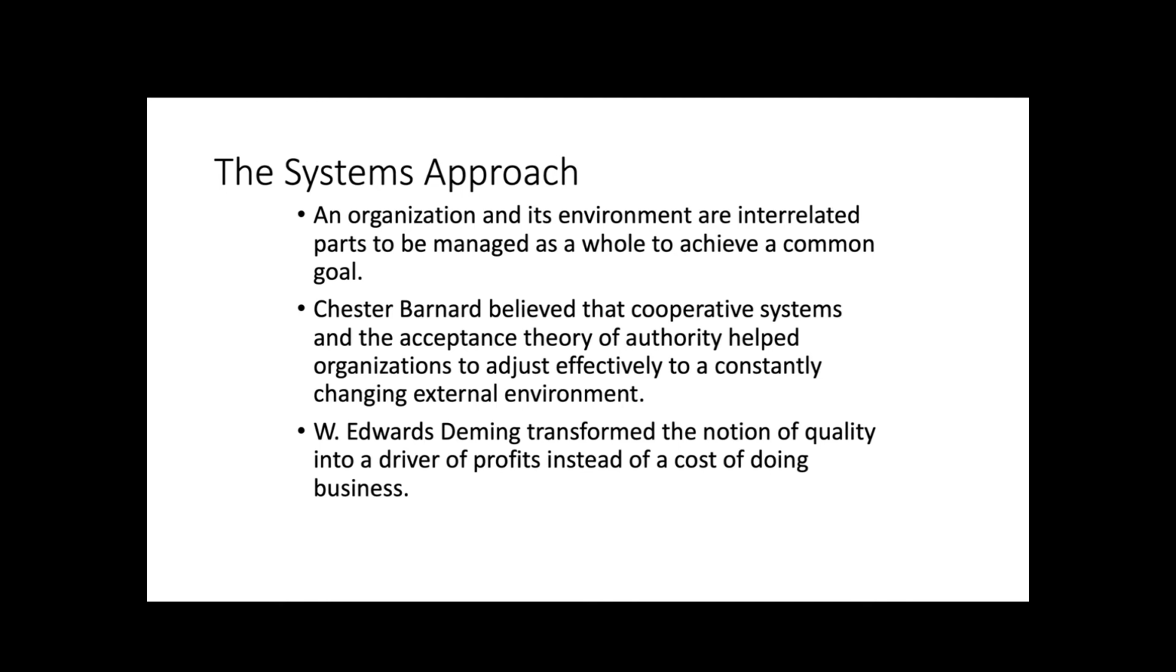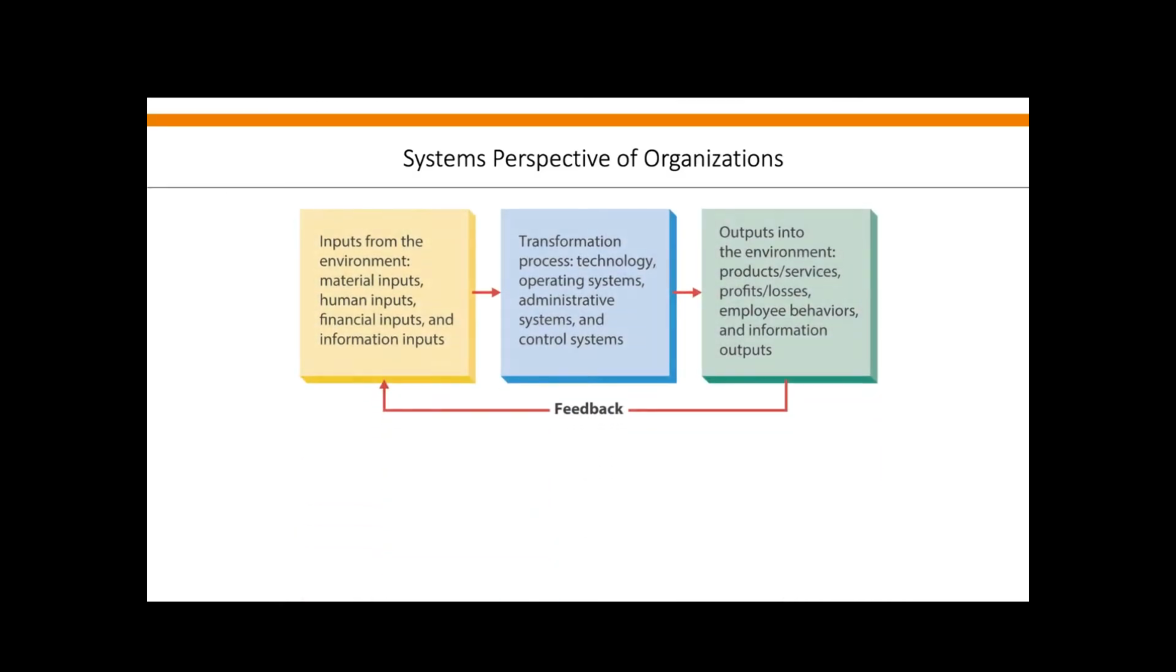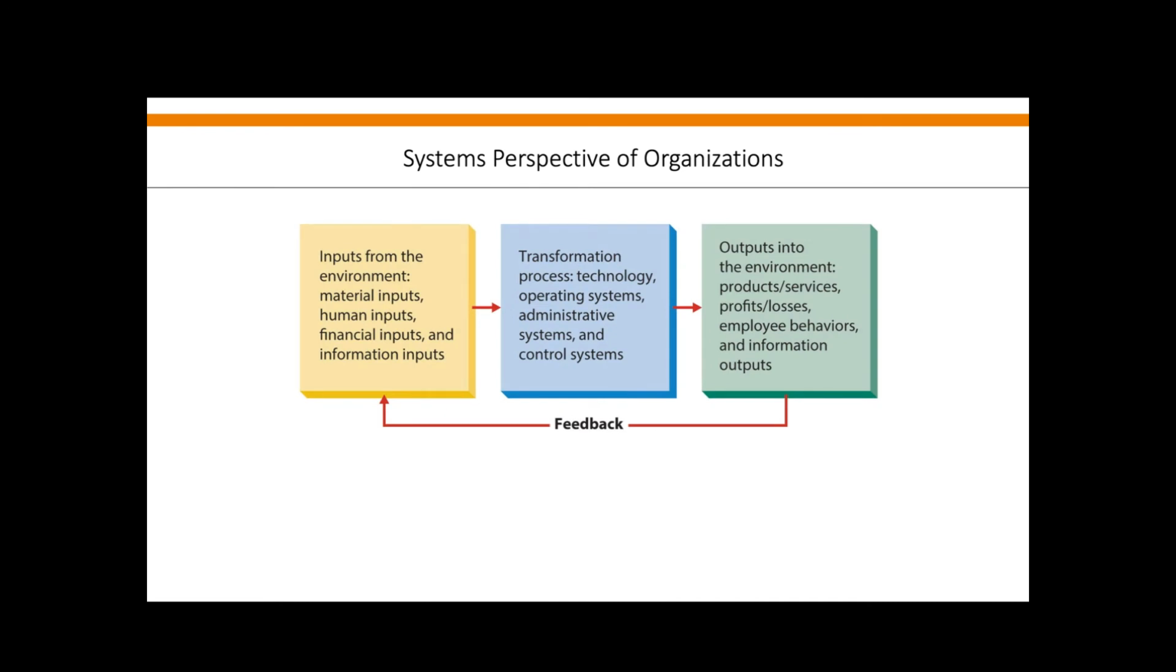So, when we look at organizations as systems, we can look at it as a looped system. An organization takes inputs from the environment, and you can see the 4 types of inputs we talked about all the way back in lecture 1, module 1 of this class, right? And through the transformation process of technology and operating systems and administration, control systems, it outputs into the environment products and services, as well as developing profits and losses and all sorts of employee behavior.